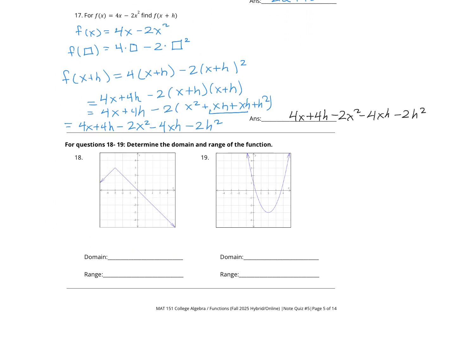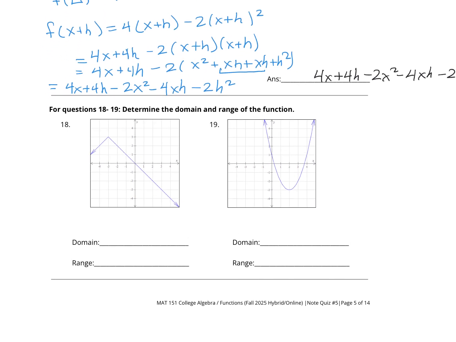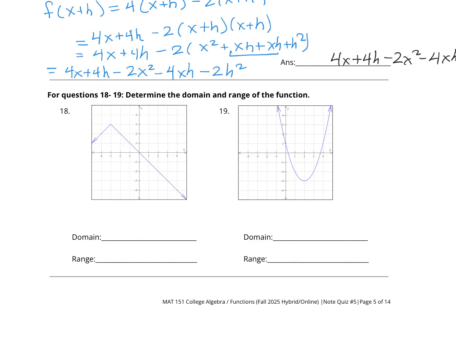All right, next up, we're going to talk about domain and range coming from graphs. And this is a very visual process. The domain is always the x values for the graph. In fact, let's write that over here off to the side. So the domain is the x values, and the range is the y values.